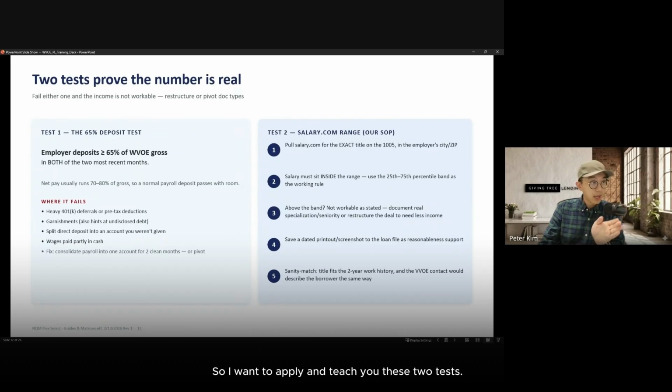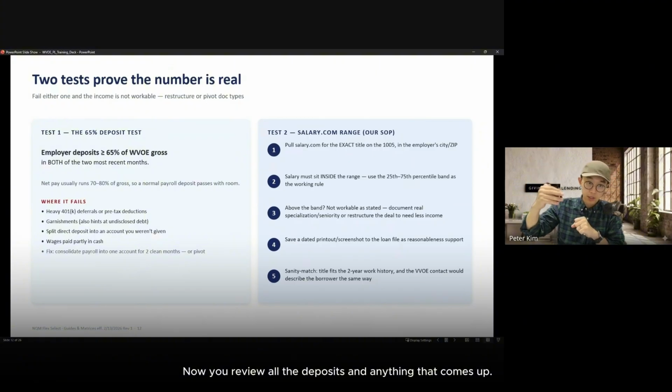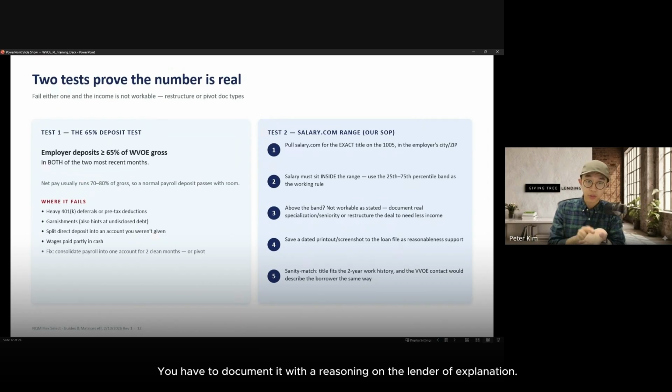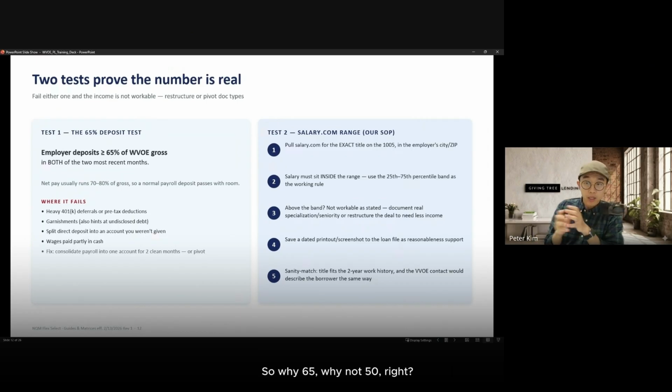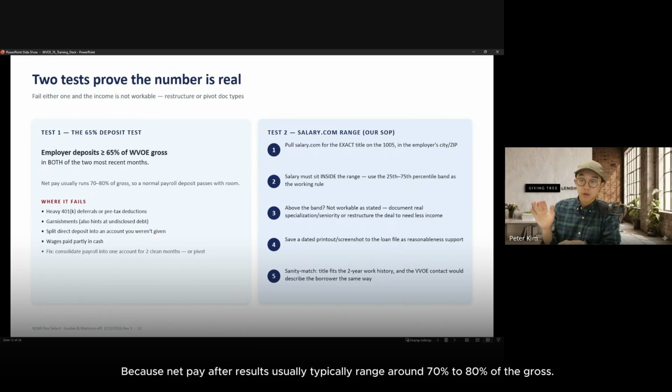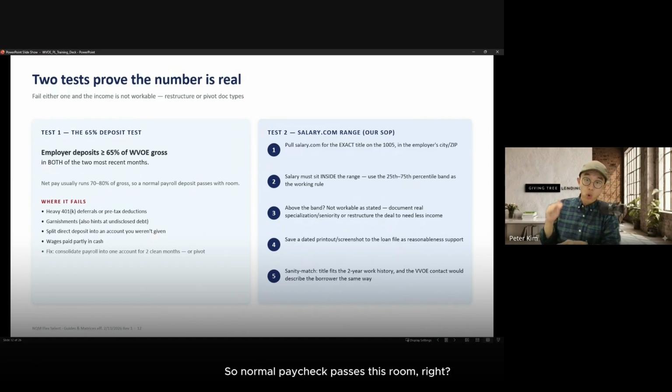So I want to apply and teach you these two tests. Test one is a 65% deposit test. The 2 most recent bank statements are received. Now you review all the deposits, and anything that comes up, you have to document with reasoning on the letter of explanation. So why 65? Why not 50, right? Because net pay after withholding typically lands around 70 to 80% of the gross. So a normal paycheck passes this room, right?